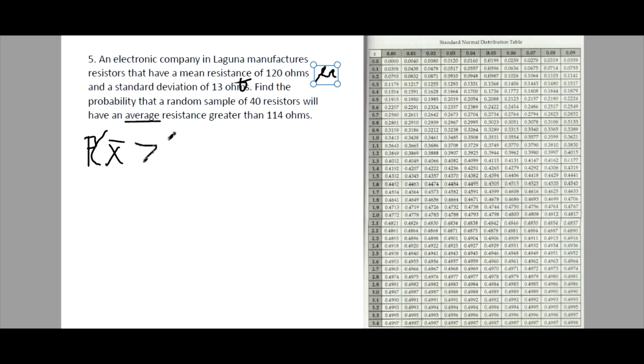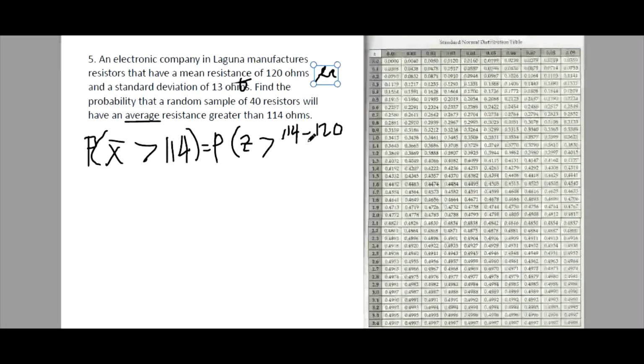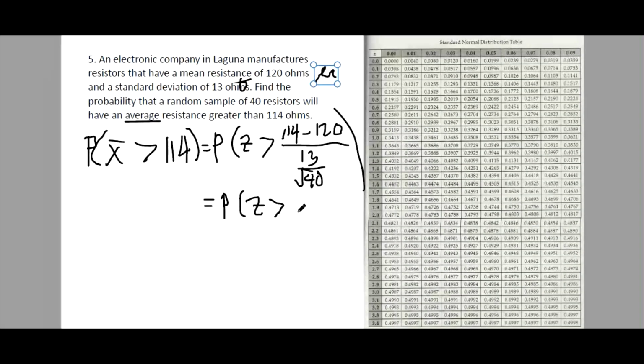So x bar is greater than 114. So this is equal to 114 minus our population mean, 120, all over 13 divided by square root of 40. This is equal to negative 2.92. So this is the probability of Z greater than negative 2.92.